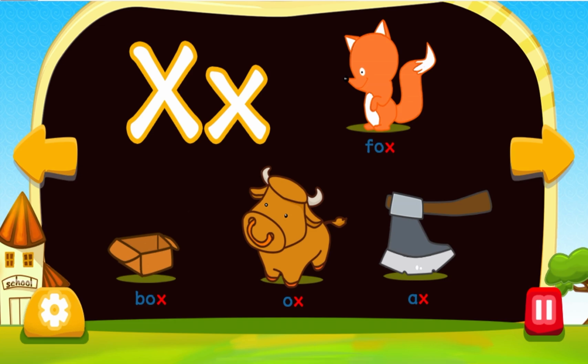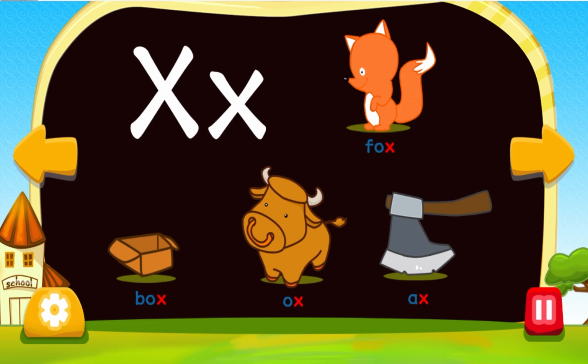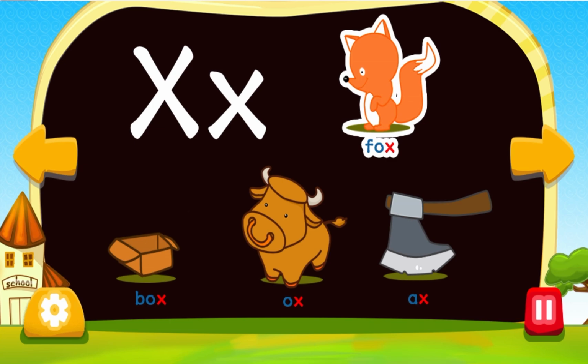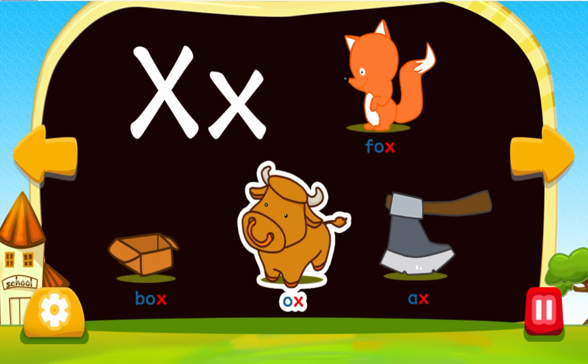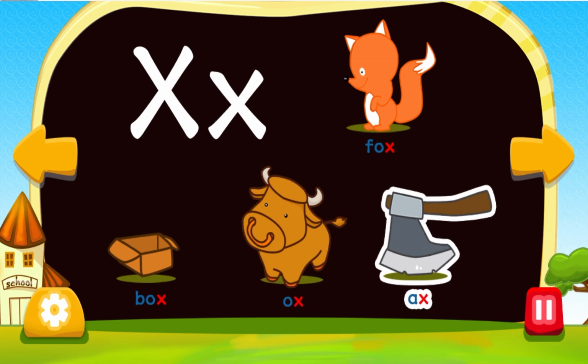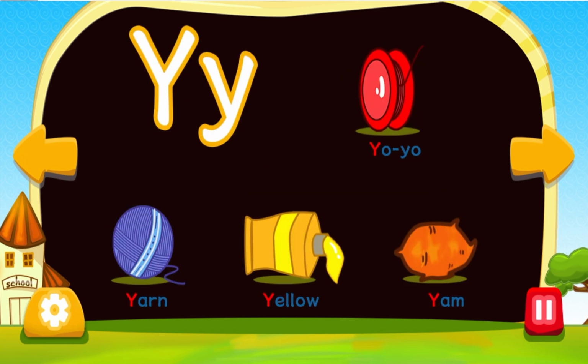This is the letter X. Sound of the letter X. X. Point and say. Fox. Box. Ox. Axe.